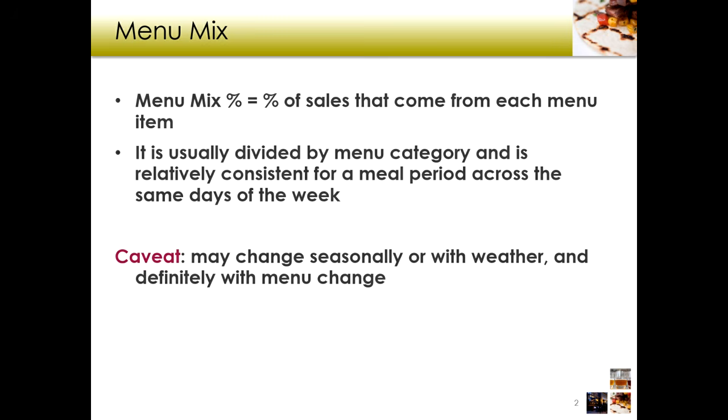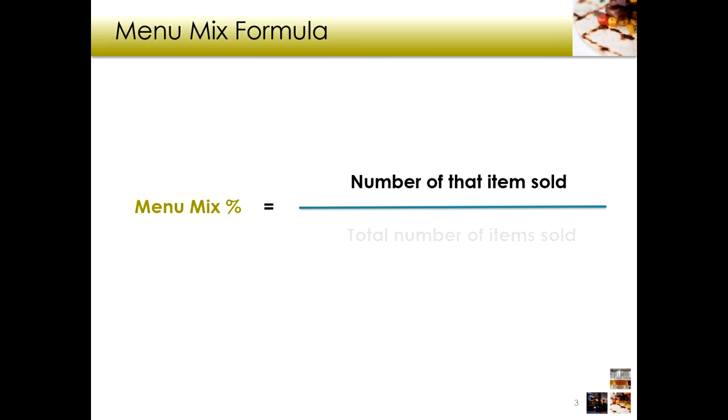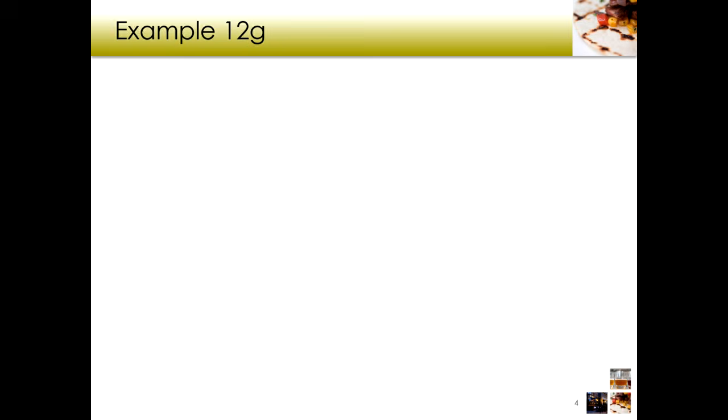Now, the menu mix formula that we use to figure this out is really simple. It's the number of items that we sold divided by the total number of items sold. We get these numbers from our POS system or our sales receipts, and generally we break this down by menu category. So we don't lump our appetizers, main courses, and desserts together. We would do separate calculations for each of those, right? For instance, I've got an example coming up.